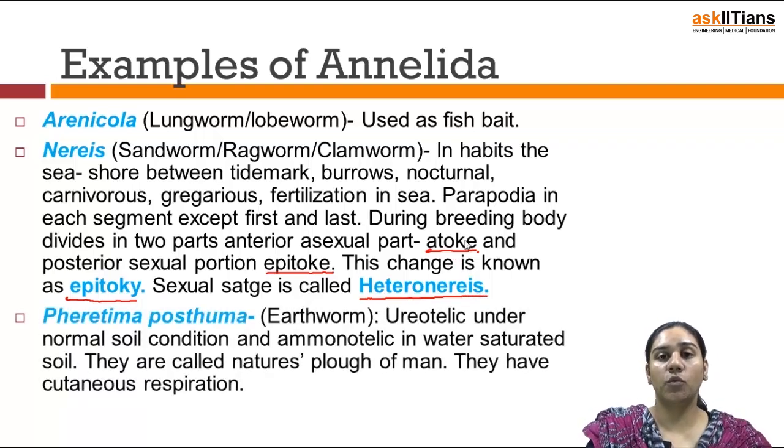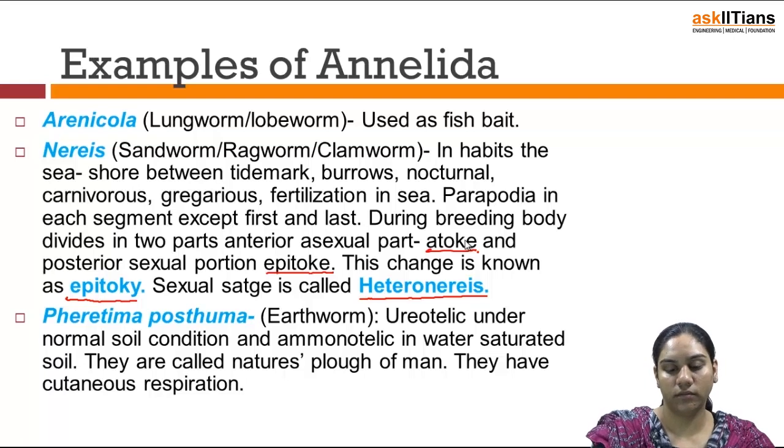The next most studied example of phylum Annelida is Pheretima posthuma, which is the earthworm. It is ureotelic in normal soil conditions, but it is ammonotelic in water saturated soil. They are also called nature's plow of man, and they show cutaneous respiration.